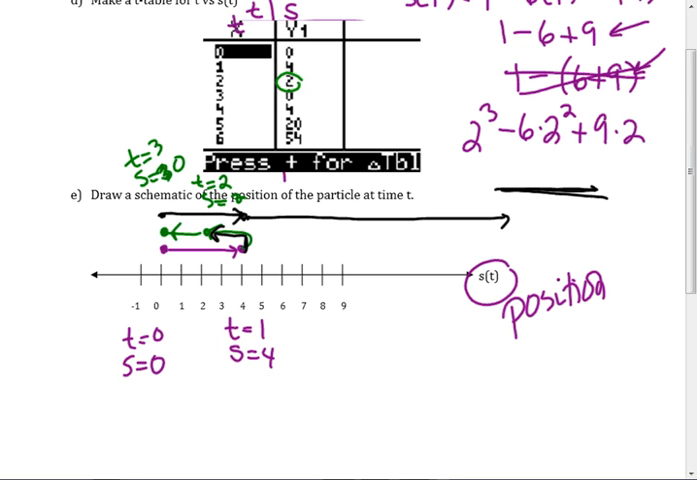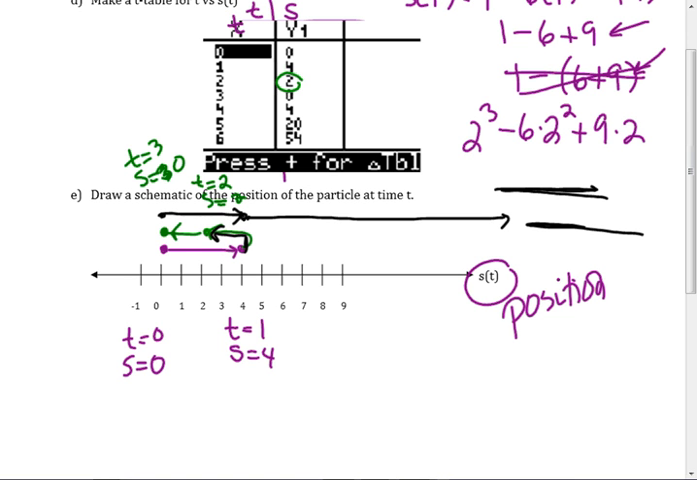Now, it really is doing this. It's going to the right. It's coming back. It's stopping, and it's going to the right again. But when I'm done, I don't see anything. That's the problem. So let's look at that on our graphing calculator, and then I'll show you how you can actually see it a little bit better.